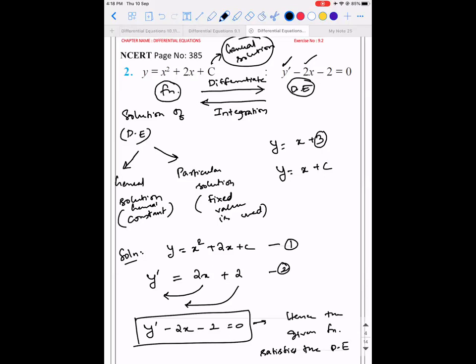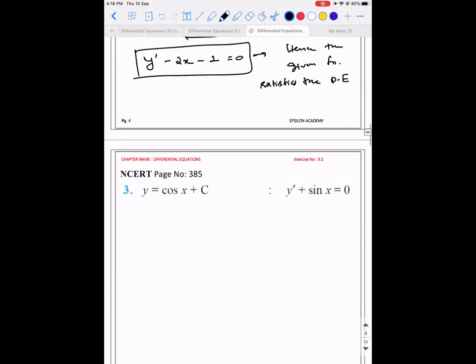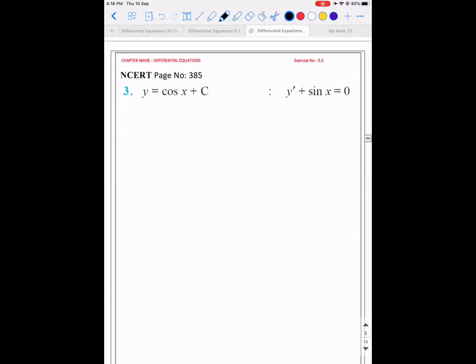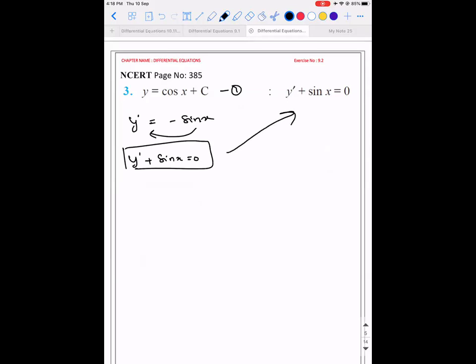Got it? Now see. Third one. Y is equal to cos x. So equation number 1, y dash will be minus sin x. So take this minus sin x to the other side. Y dash plus sin x will be equal to 0. It satisfies. So every question will satisfy only. Your work is only to prove.